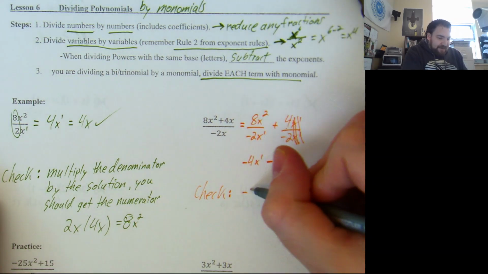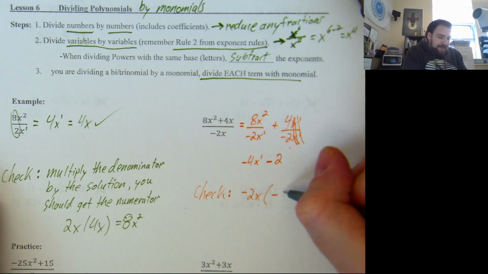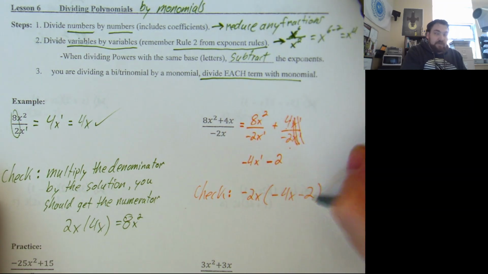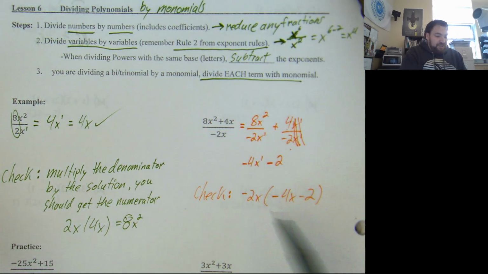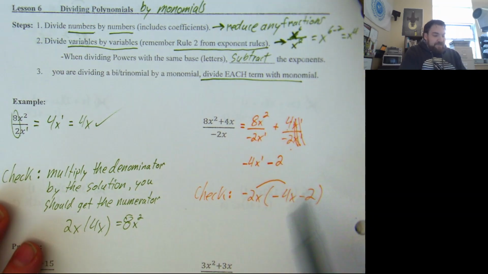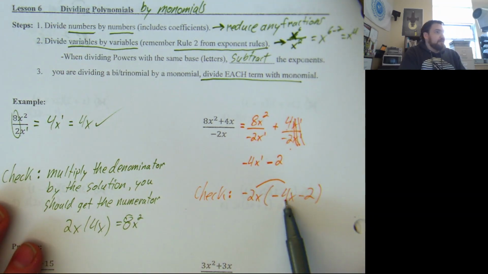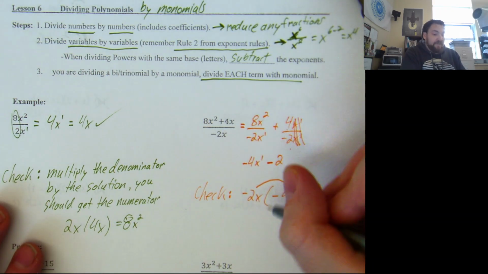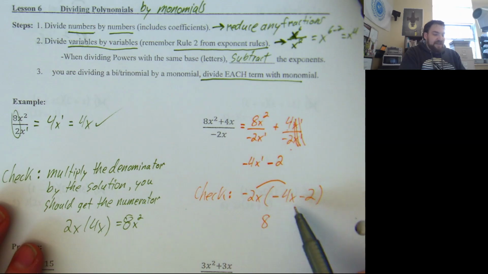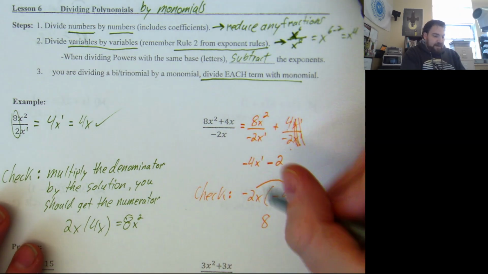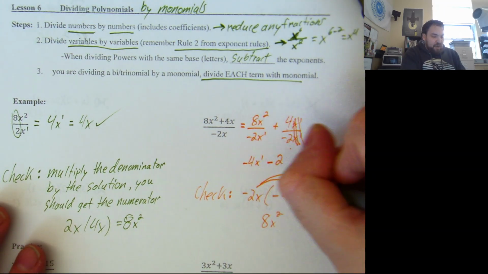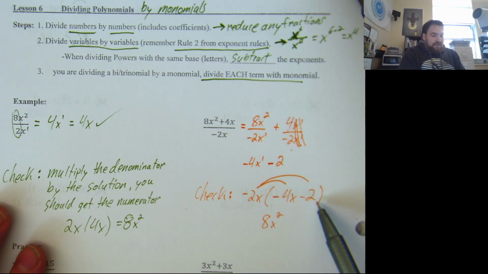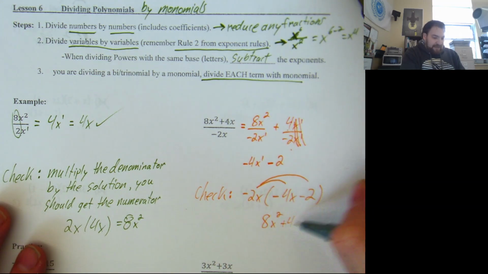If I take my denominator, negative 2x, and I multiply it by my solution, do I get the numerator? Well, let's distribute this thing in here. Negative 2 times negative 4 is? Positive 8. And x times x is? X squared. Good. And now I distribute onto the second one. What's negative 2x times negative 2? Well, a negative 2 times negative 2 is? Positive. And the x comes along for the ride.